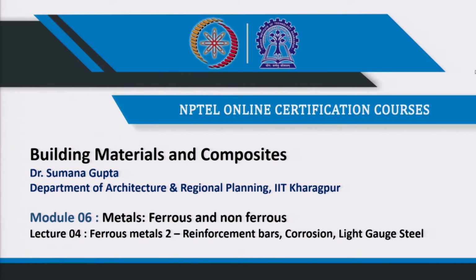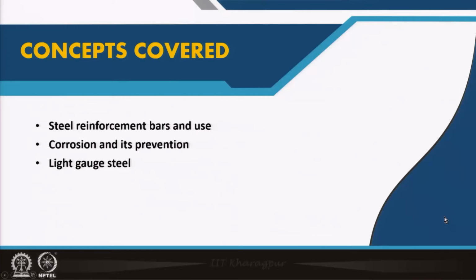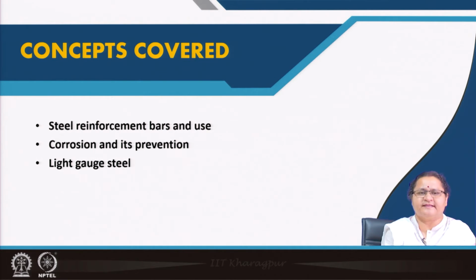Now, reinforcement bars, as I discussed, will be embedded within concrete. Next is corrosion, where we will try to expose the defect or the drawback of steel or iron, and how we can take care of corrosion. Steel is so versatile in its use, but it has that property of being corroded, and that is a defect. If we can overcome that defect, we can make use of steel in its best way.